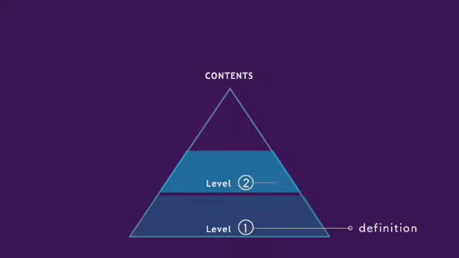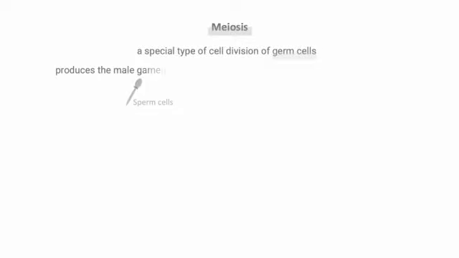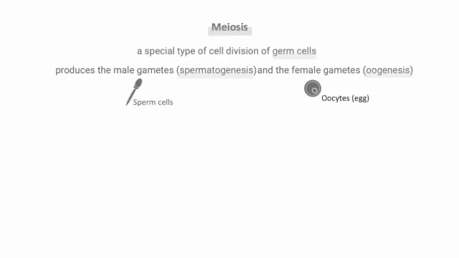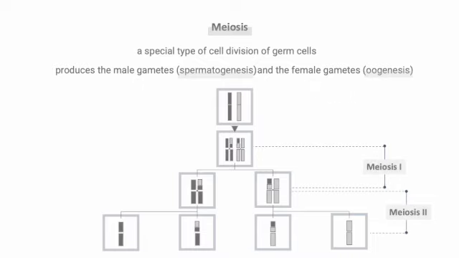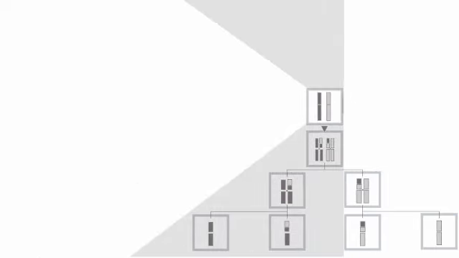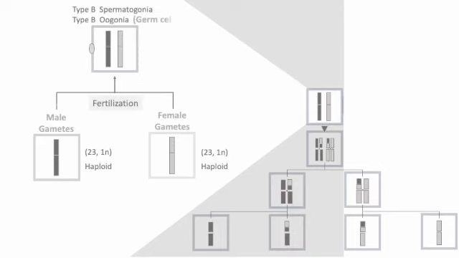Next, I'll talk about the details of meiosis. Meiosis is a special type of cell division of germ cells that produces the male gamete, spermatogenesis, or female gamete, oogenesis. A germ cell divides twice to produce 4 cells containing half the original amount of genetic information. A germ cell has a total of 46 chromosomes, 23 maternal and 23 paternal.